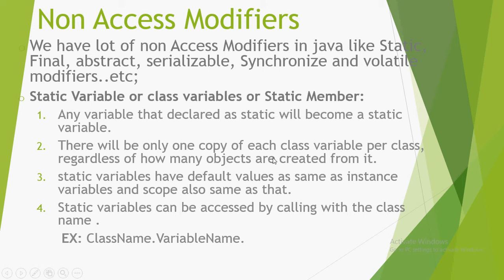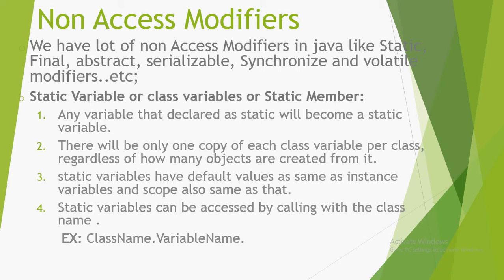Up to now we discussed access modifiers. Now we are going to discuss non-access modifiers. We have a lot of non-access modifiers in Java like static, final, abstract, serializable, synchronized, volatile modifiers, etc. These are the best examples for non-access modifiers.